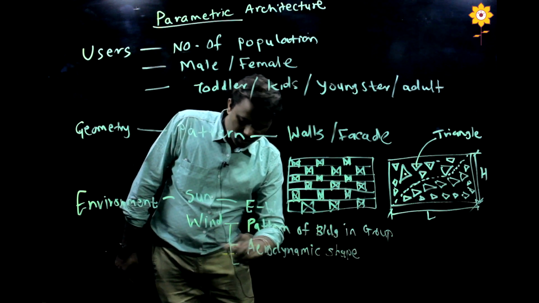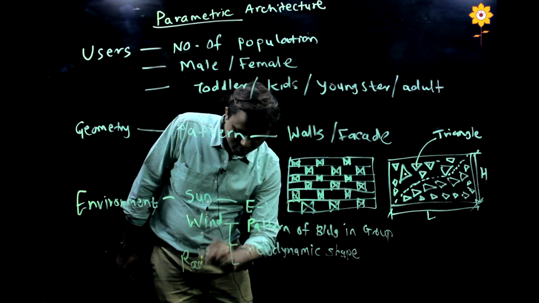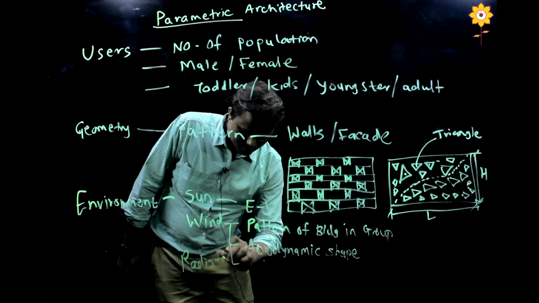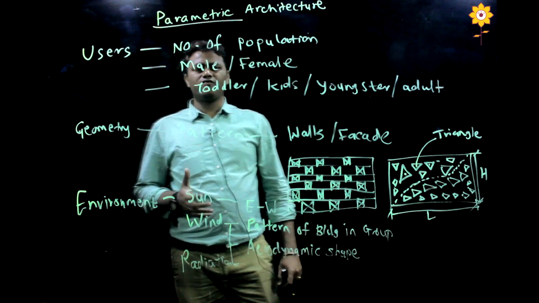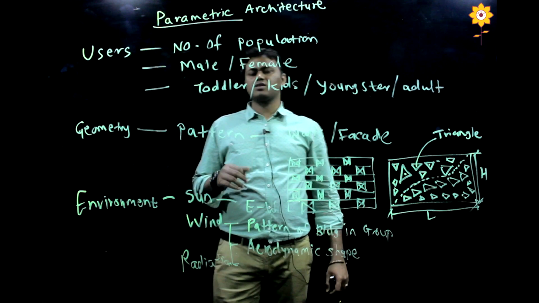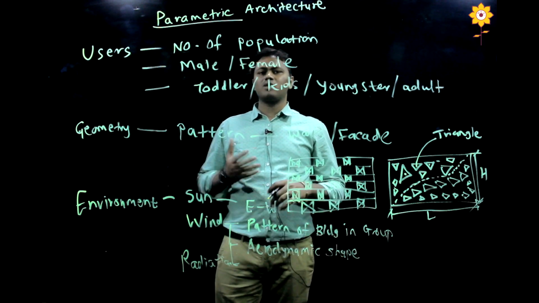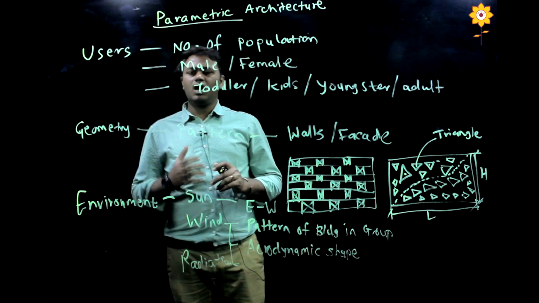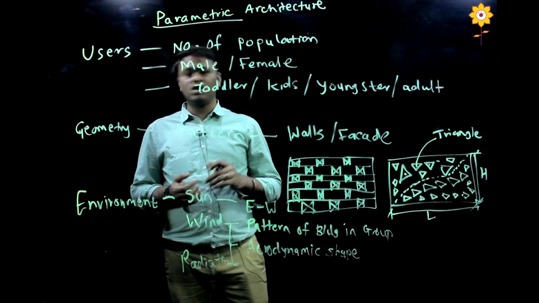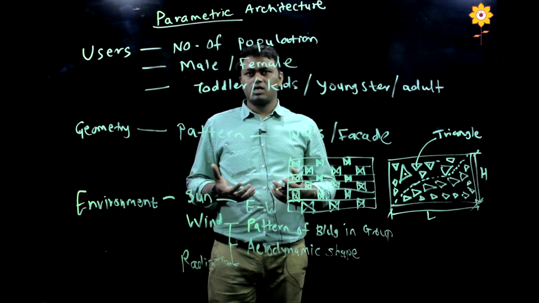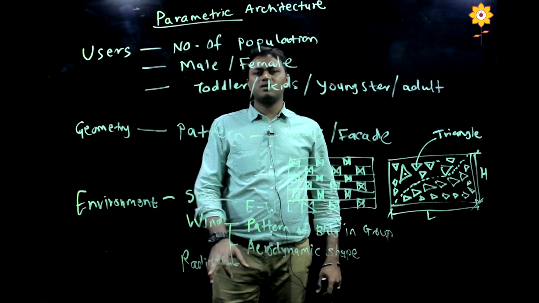And the last one is radiation. Radiation will be helpful when we are designing the building for the BIPV system or solar panels, where you have to locate the solar panels. According to that, you can take the maximum utilization of your energy. So that is what we are learning in the radiation pattern.